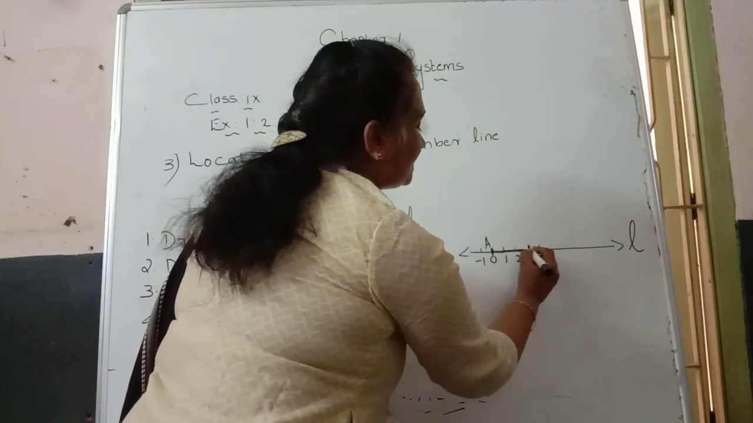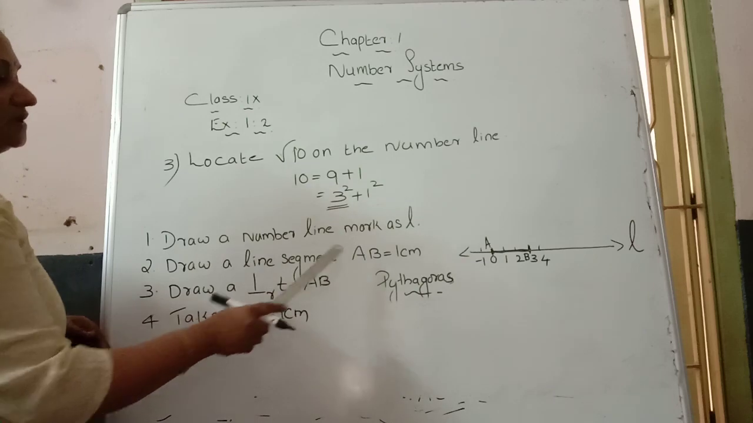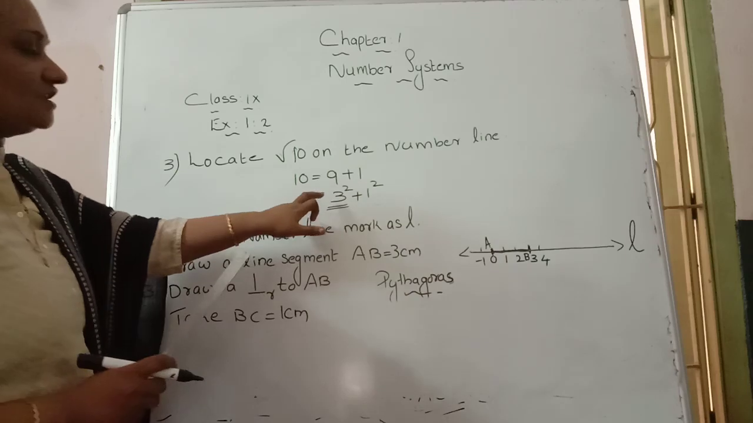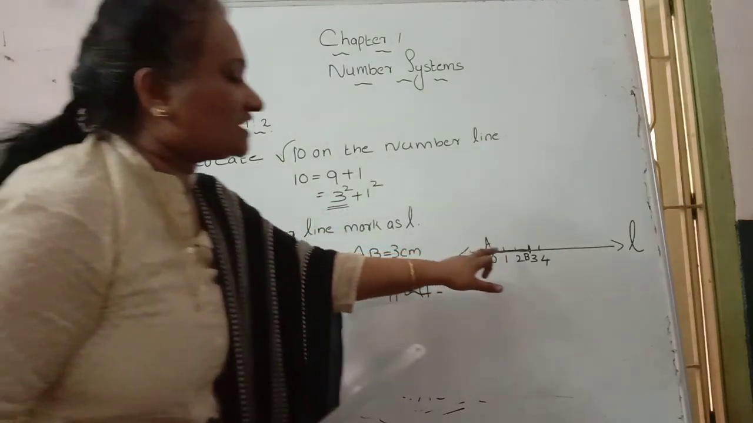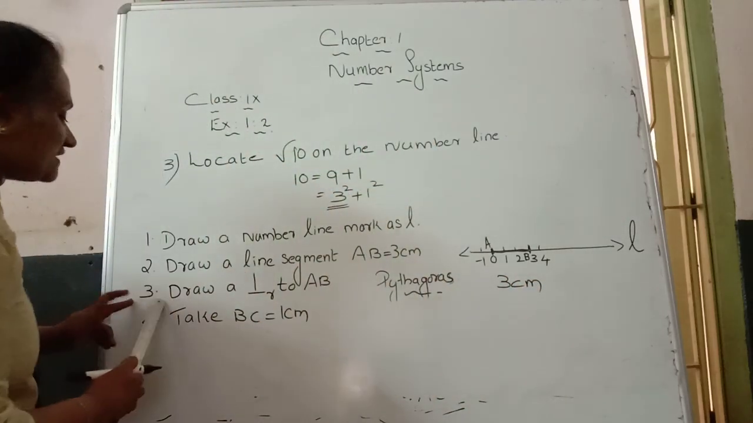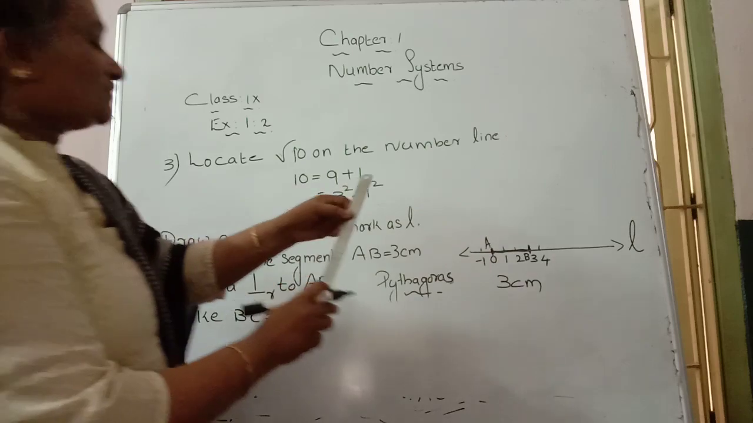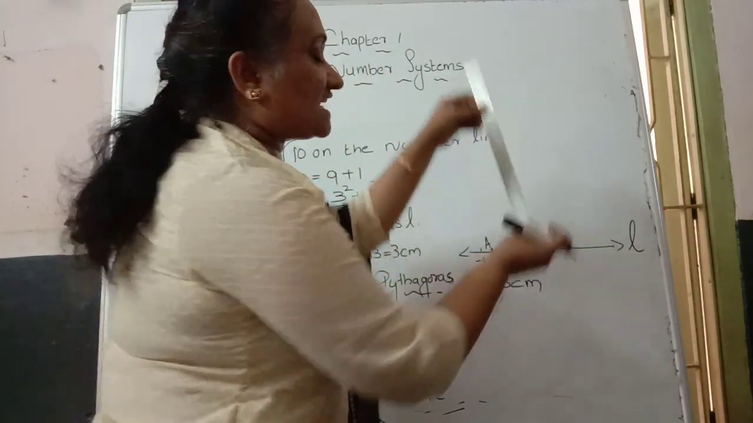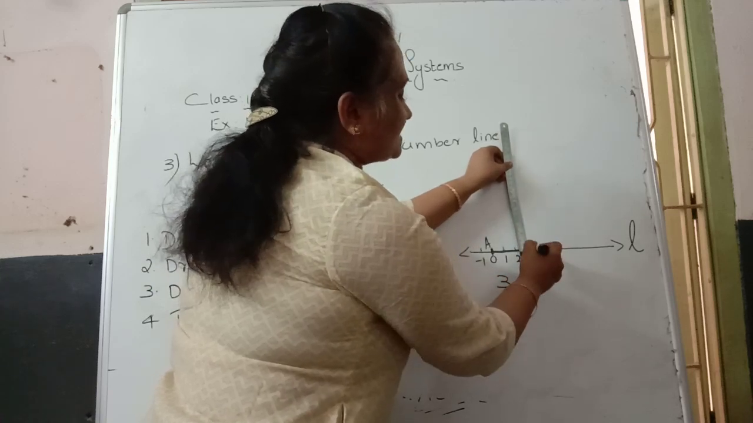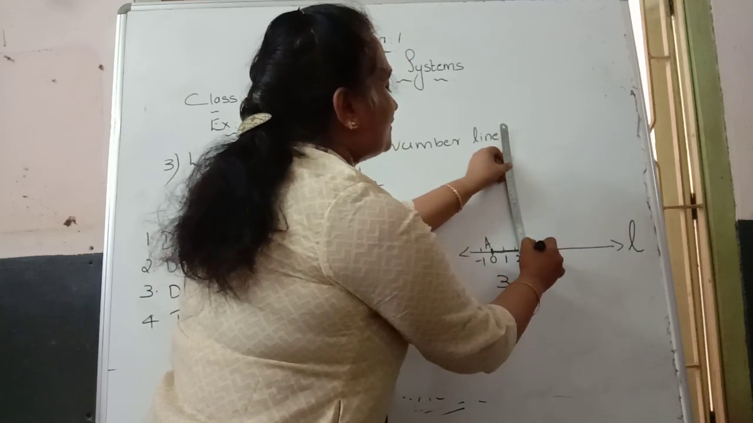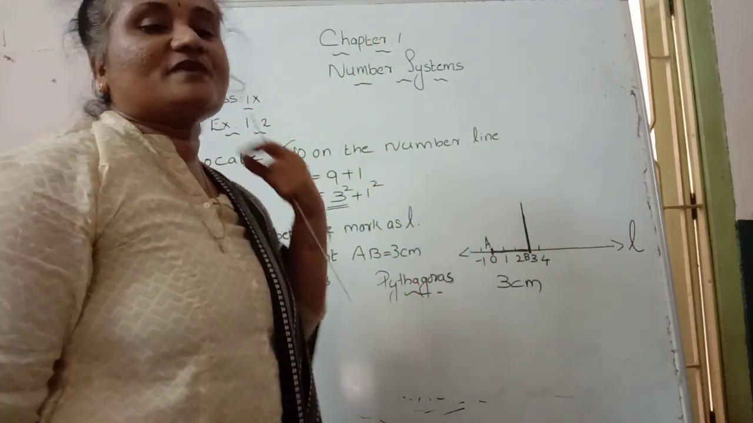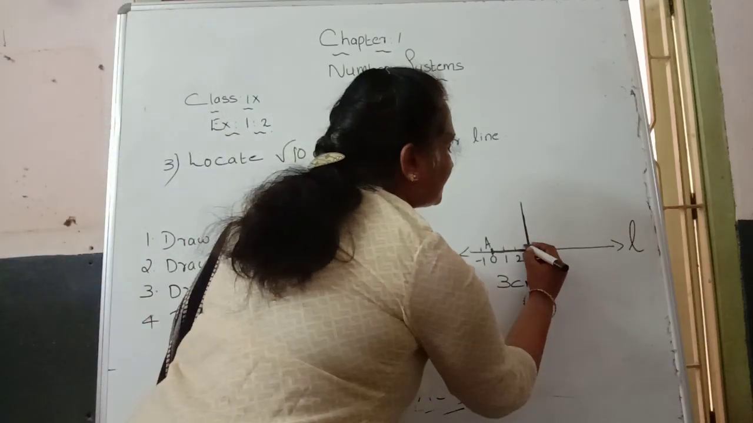AB, the A to B distance represents how much? The A to B distance represents 3 centimeters. Here the first measurement is 3. That's why the A to B distance is 3 centimeters. Next step, draw a perpendicular to AB. From B, where we keep our scale, we always keep it on B only. From B, draw a perpendicular, and perpendicular means it makes a 90 degree angle.